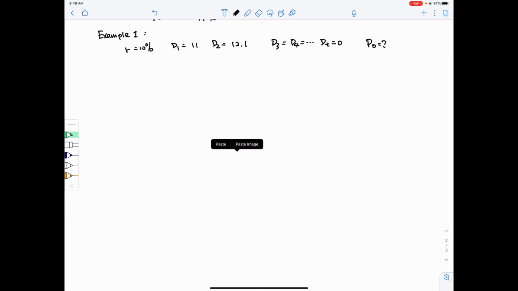So now I'll show you a couple of examples, and here's the first one about how to price an asset. In here we are holding a stock, and somehow we know when we hold this stock we are going to receive a dividend of $11 next period, and $12.1 the period after, which is equal to D2. And for all the other times afterward, we are not going to receive dividends. Then what should be the price that we are willing to pay to acquire this particular asset?